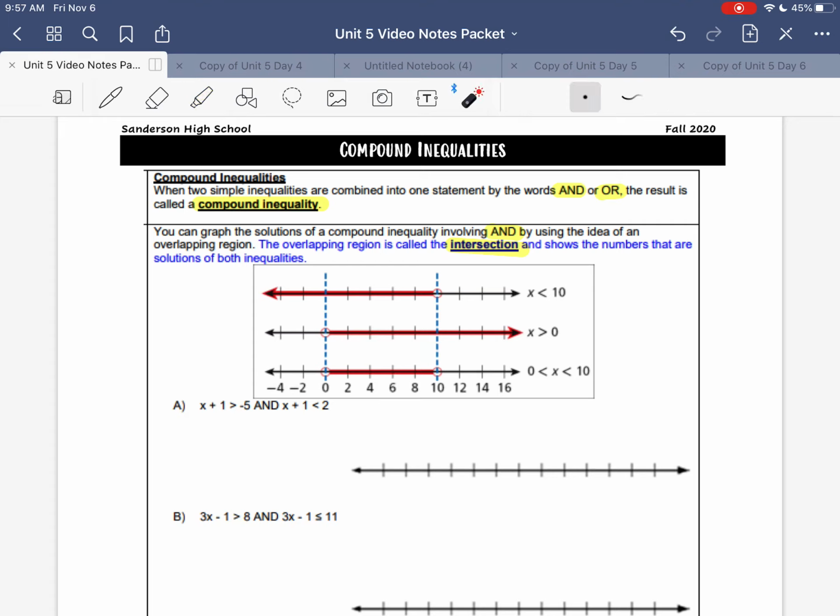So in this example, we have two simple inequalities. We have x is less than 10. They showed that right here. They started at 10 and went to the left for less than. This one says x is greater than 0. So they started at 0 and went greater. If we want a compound inequality that's going to have either words or multiple inequality signs, we're trying to show between 0 and 10, and we can indicate that on our number line.